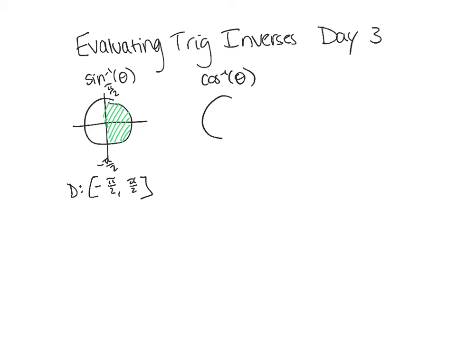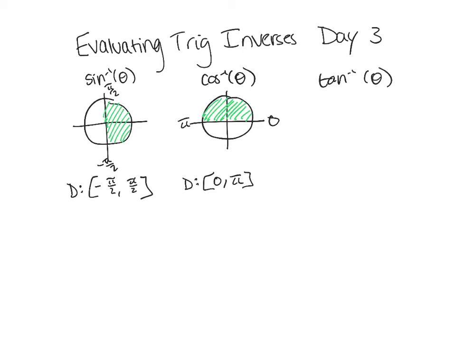For cosine inverse, we are looking at quadrants 1 and 2, between 0 and pi. And that is because we restricted the domain of cosine from 0 to pi including. And then for tangent inverse, that's not a great circle, that's okay. It's restricted similarly to sine, but this is when we restricted the domain of tangent from negative pi over 2 to pi over 2, but not including. So we're going to be using parentheses there.